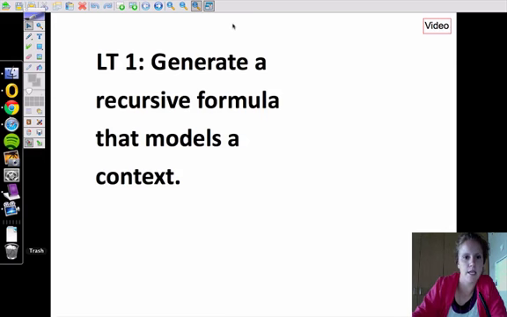Okay, today's learning target video is starting unit number 2. So if you could go ahead and get out your video notes for unit 2, and we're going to start with learning target 1. Obviously, you'll notice that learning target 1 is called generate a recursive formula that models a context, and then there are focus problems given to you.